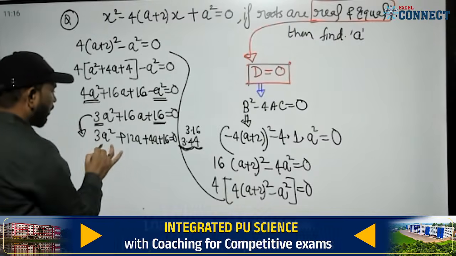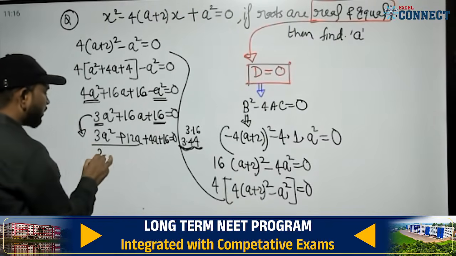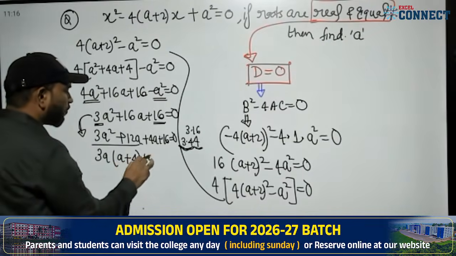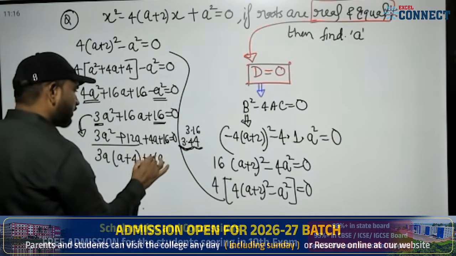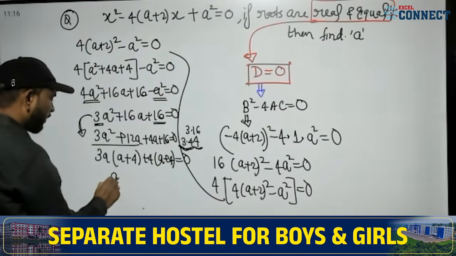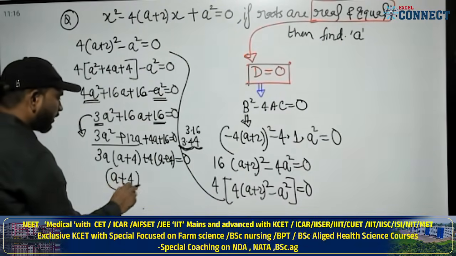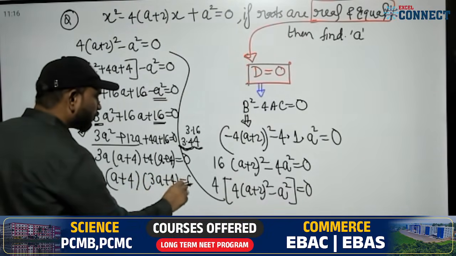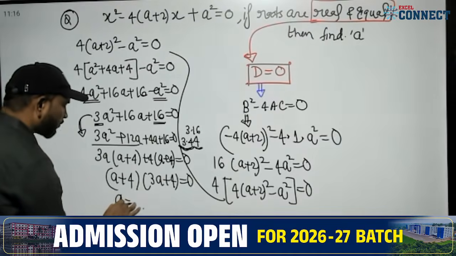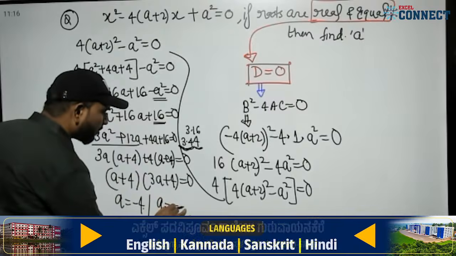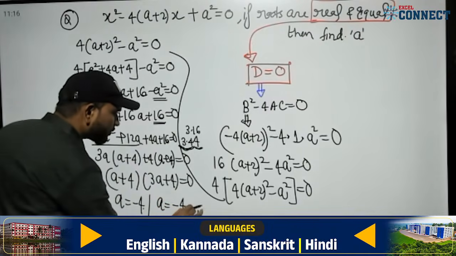0. Now I can take common from here what? 3a common. So what is this? A plus 4, and 4 common, so what is this? A plus 4. This must be equal to 0. Now a plus 4 is also common. It means 3a plus 4 must be equal to 0. It means a is equal to what? Minus 4, and a is equal to from here minus 4 by 3. So this is our right answer.